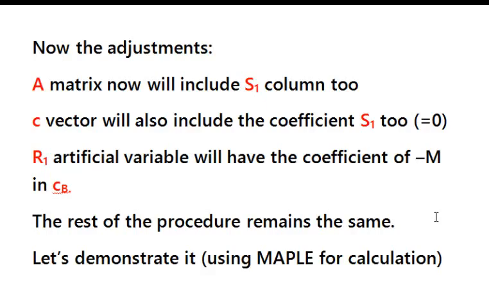Another major adjustment that needs to be done is that right now the artificial variable will have the coefficient of minus M in the CB. Remember, R1 is one of our basic variables, so the coefficient of R1 in the CB needs to be considered. Those are the adjustments that we need to make. The rest of the procedure is the same.